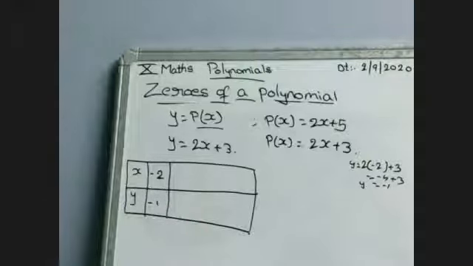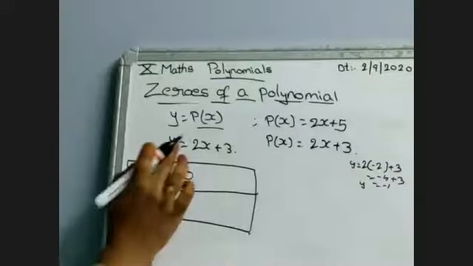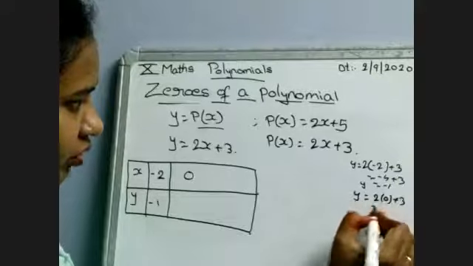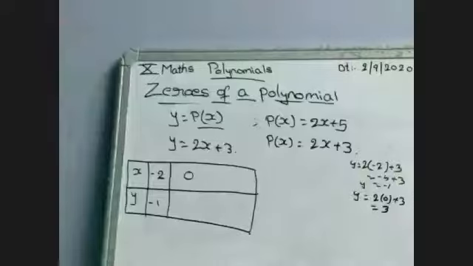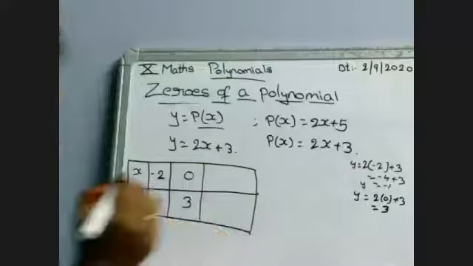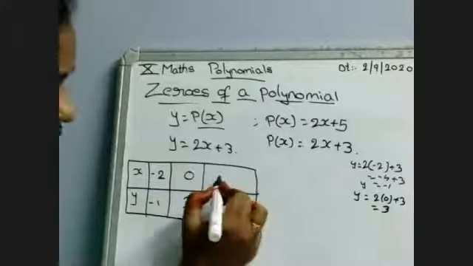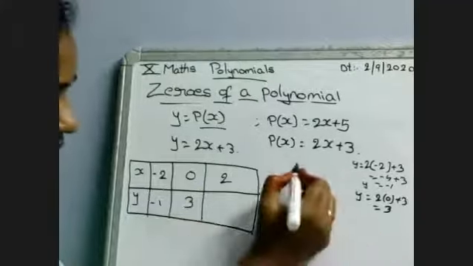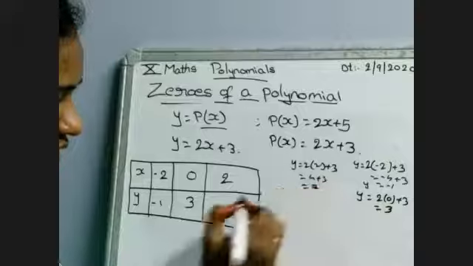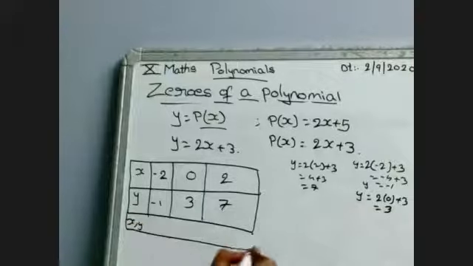Next, for the x value you can take another one. I will take 0. If I take 0, then y equals 2 into 0 plus 3. What value will come? I will get 3. Yes or no? Next, suppose you take 2. If I take 2, then y equals 2 into 2 plus 3, which is 4 plus 3, equal to 7. So if you take another box, then you will get the clarity.